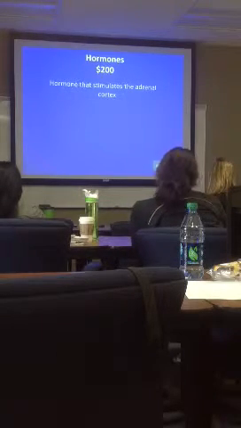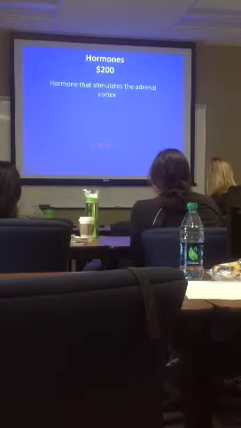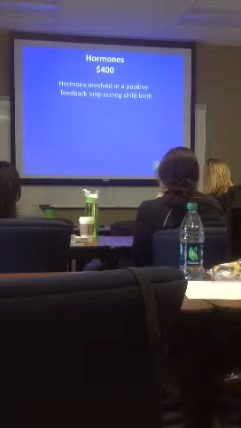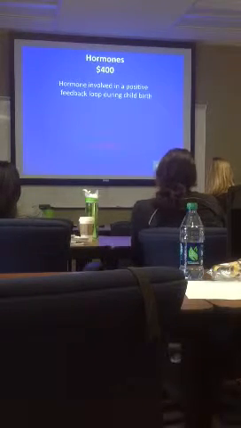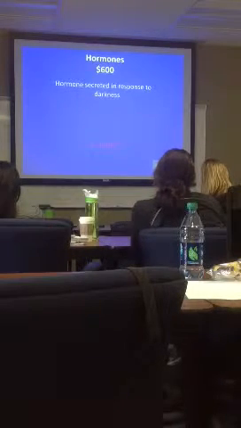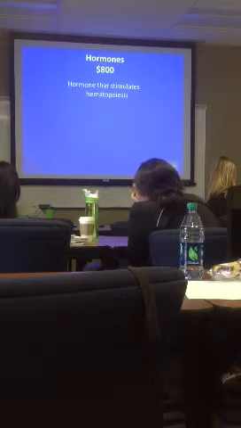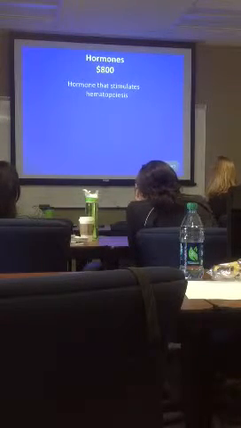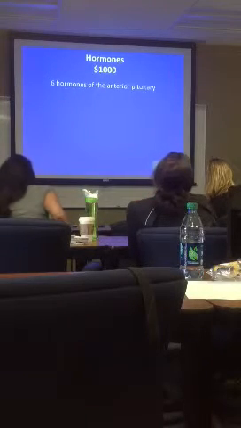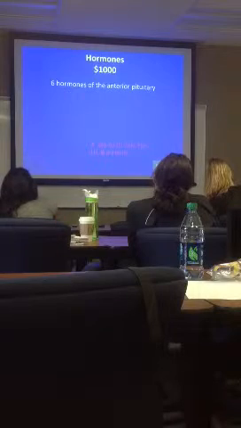Hormone that stimulates the adrenal cortex: ACTH. Hormone involved in positive feedback release: oxytocin. Hormone secreted in response to darkness: melatonin, which comes from which gland? Pineal gland. Hormone that stimulates hematopoiesis: EPO. Where does that come from? Kidneys. The 6 hormones of the anterior pituitary, so FLAT PEG.